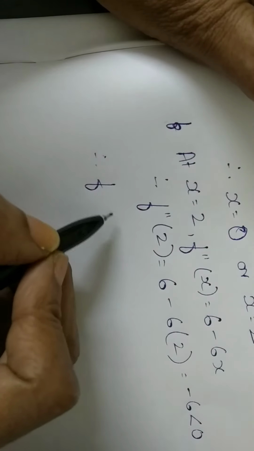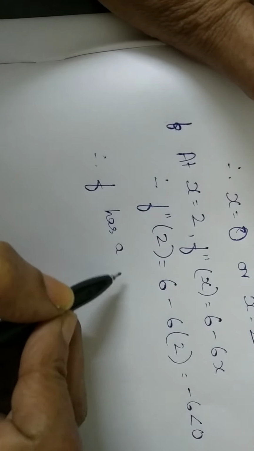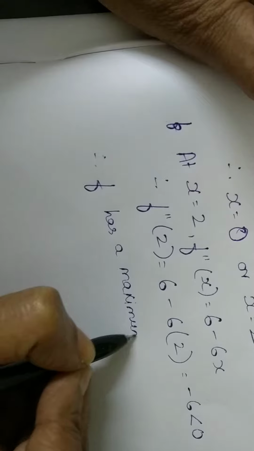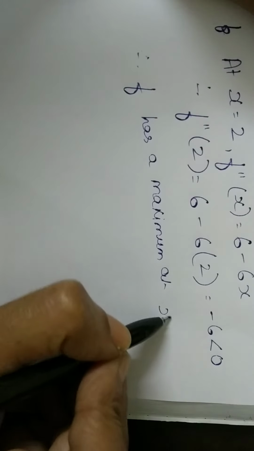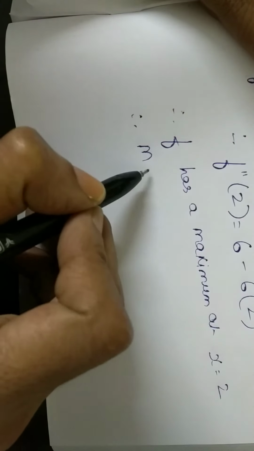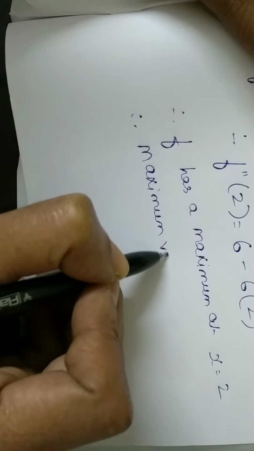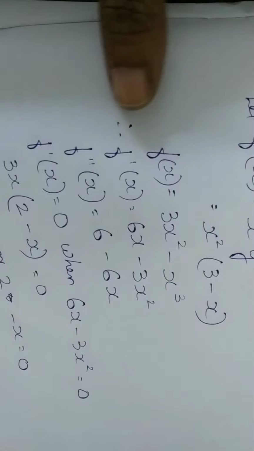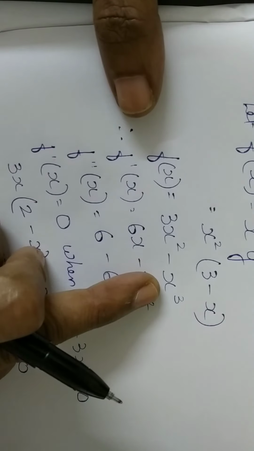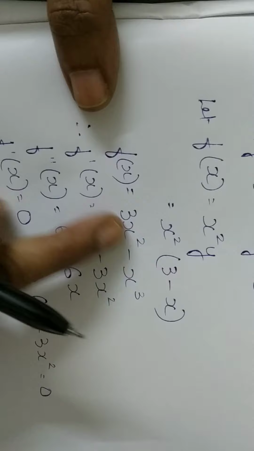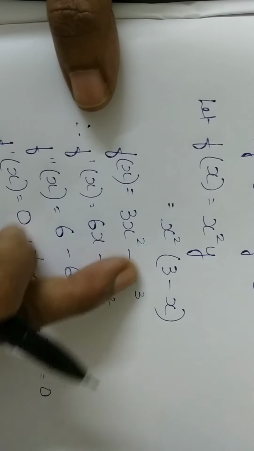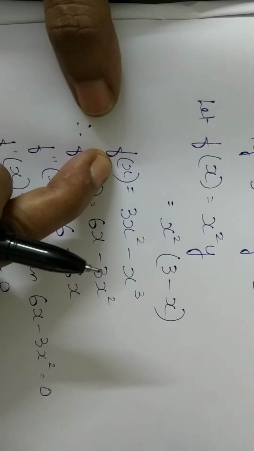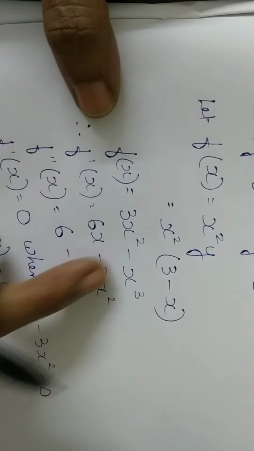Therefore, we conclude that the function f has a maximum at x is equal to 2. Therefore, maximum value, remember how to find maximum value. We put x is equal to 2 in the question. What was the question? Our function was the question. f(x) was x square y, or 3x square minus x cube we had got. So we put x is equal to 2 in this particular function.